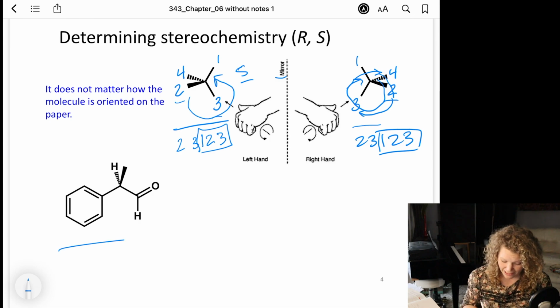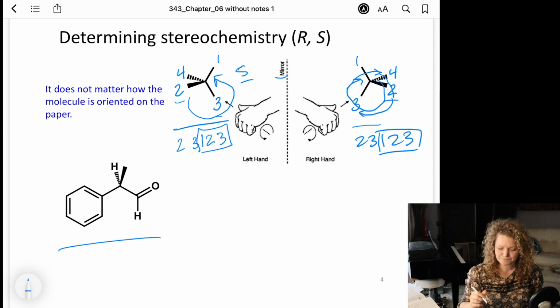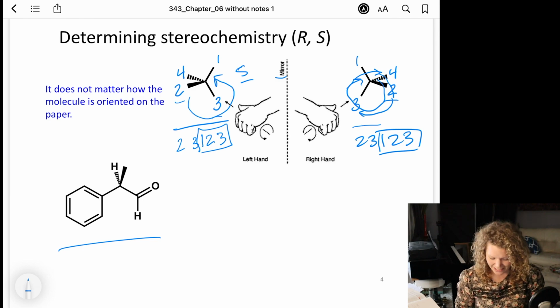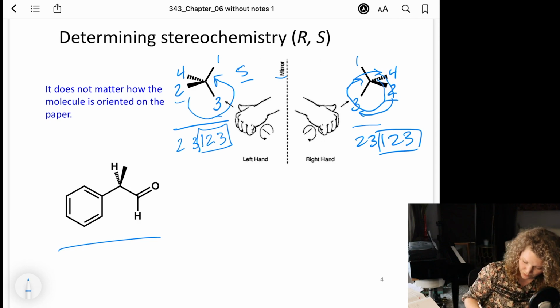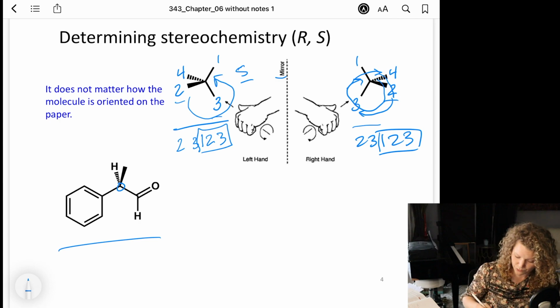And we're going to do a realistic molecule now rather than this 1, 2, 3. So number 1, does it have a chiral center? Is there a carbon with 4 different things attached to it? Right here. Bingo. Number 2, so it has a chiral center. So 2, we're going to assign the priorities of the 4 different groups.